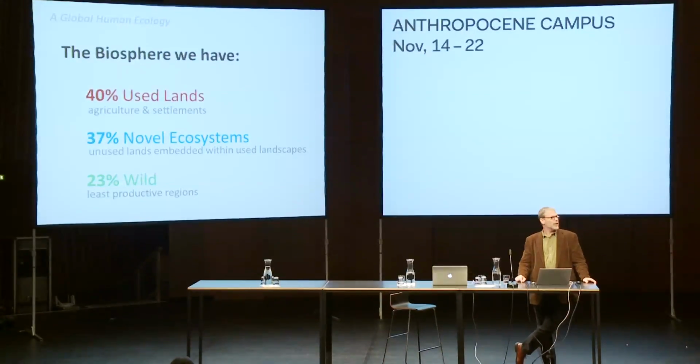We've used a certain amount of Earth's land, and we have directly in use about 40% of Earth's ice-free land surface for various forms of agriculture and settlements. We have about a quarter that we have not ever used and we have not settled, about a quarter left wild. And then we have this new category in between, the novel ecosystem. These are ecosystems that are not directly in use today.